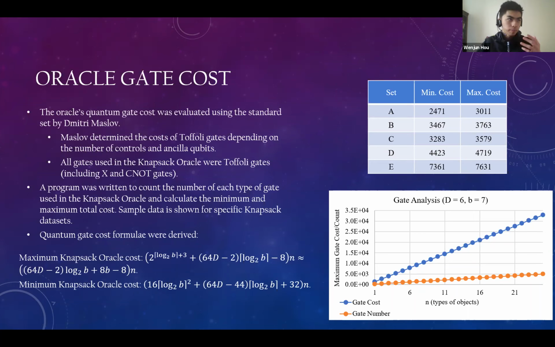And so the cost is between a range, right? So there's a minimum cost and maximum cost. So I just analyzed the minimum and maximum. And I determined formulas for how complex my oracle is. And so I determined that the minimum and maximum cost are both linear with n, and logarithmic with b, like either log 2b or log 2b squared, which is not very small, but the point is it's not exponential, and it's pretty small.